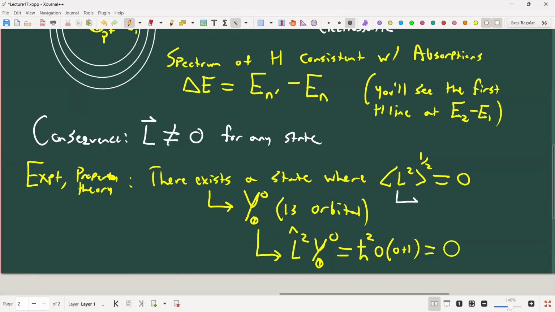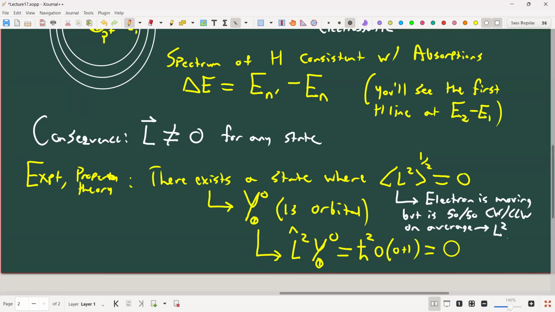Right, so this means that the electron is moving, but is 50-50 clockwise and counterclockwise on average, which means that L squared, which means we get rid of the direction, is equal to 0. Okay, so this is a very small subtlety that Bohr did not appreciate.